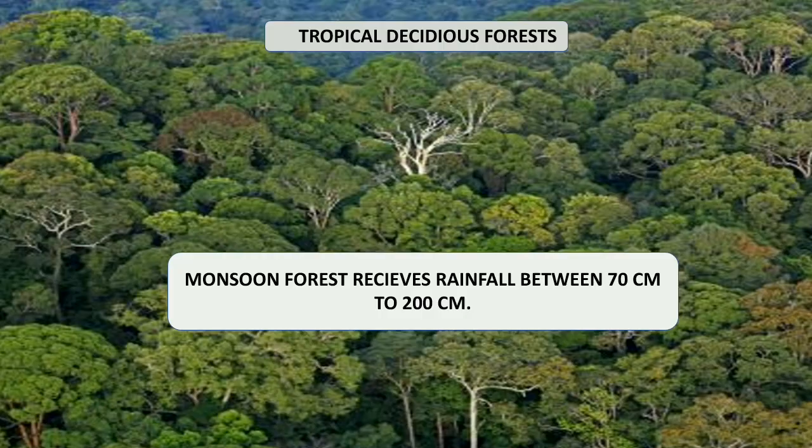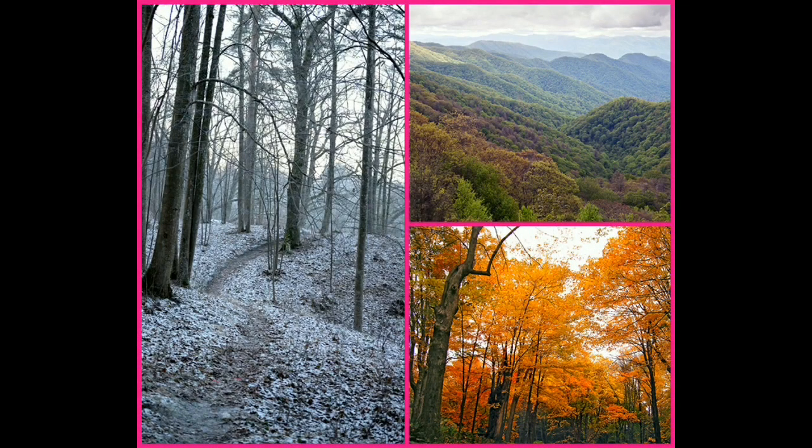The trees of these places shed their leaves for 6 to 8 weeks in summer. But not all plants shed their leaves at one time. Shedding leaves means the falling down of leaves from trees. All plants do not shed their leaves at one time in these forests.